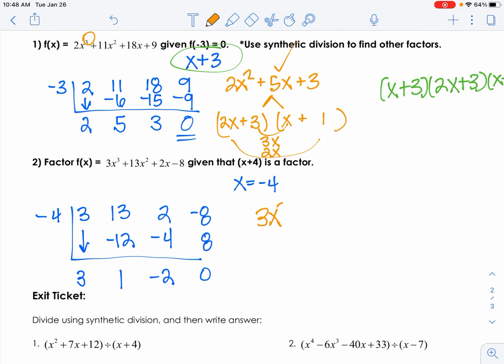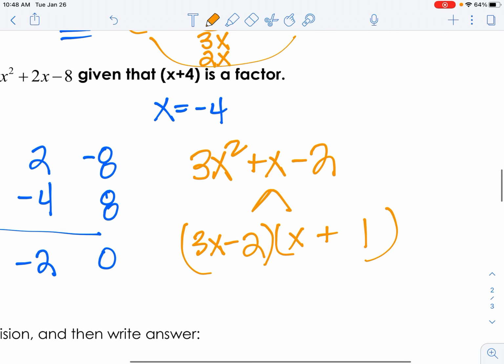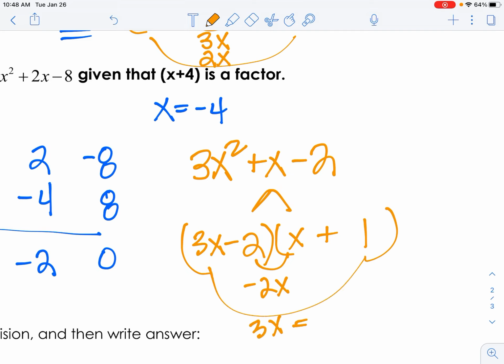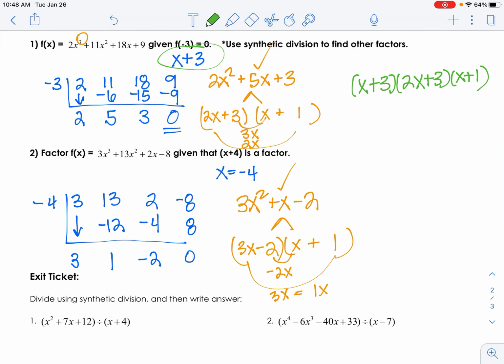Now when I rewrite this, I have 3x squared plus x minus 2. To factor that, I know I have 3x and x, and I have to multiply to negative 2. Maybe 2 and 1, negative and positive? Let's just see. This is negative 2x. Here I have positive 3x. Those add to 1x, which is what I wanted. So now my final factors are that first one I was given, x plus 4, 3x minus 2, and x plus 1.